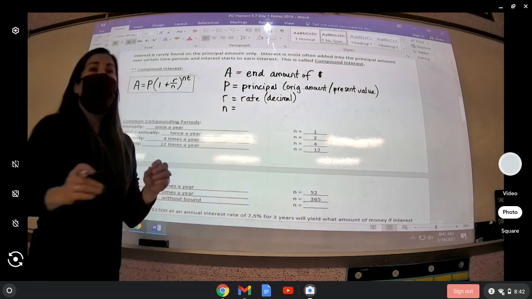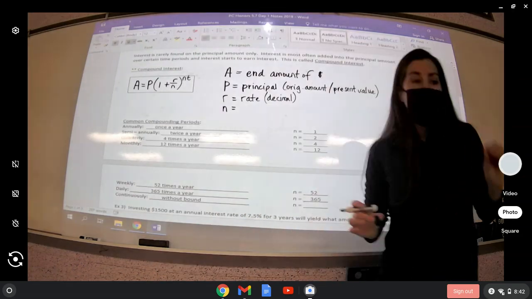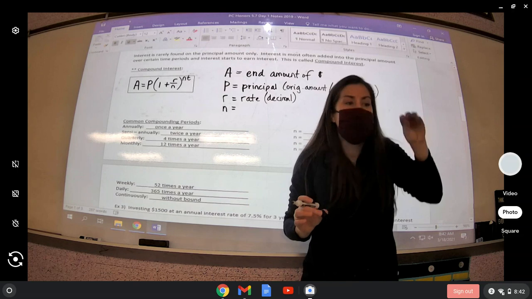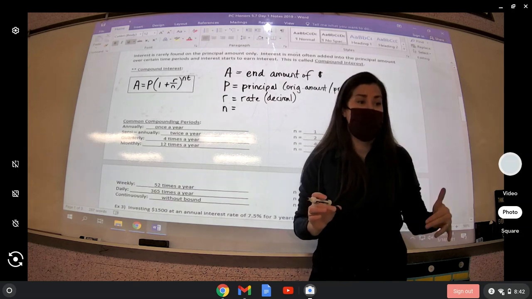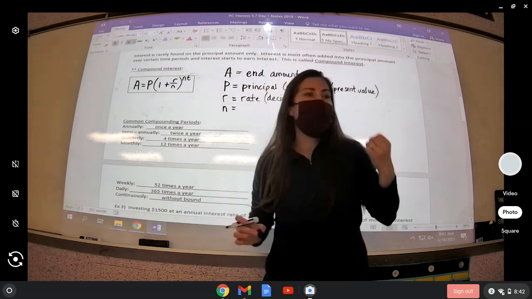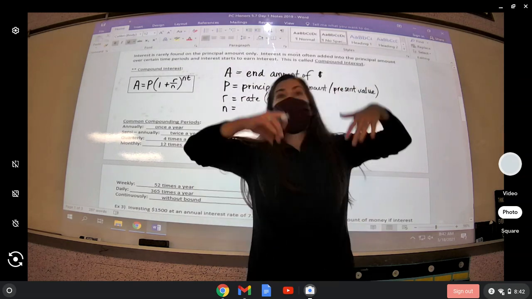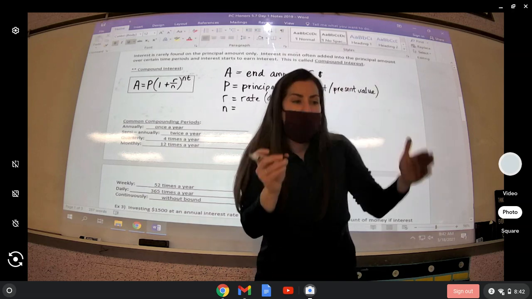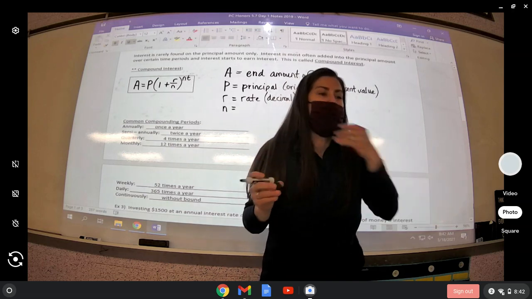N, guys, N is the number of times that they are willing to stop along the life of your loan, calculate interest, and add it in. It's called your compounding period. Are they willing to add your interest in twice a year, 3 times a year, 4 times a year, 12 times a year? How many times do they plan to let you add interest into your principal amount?